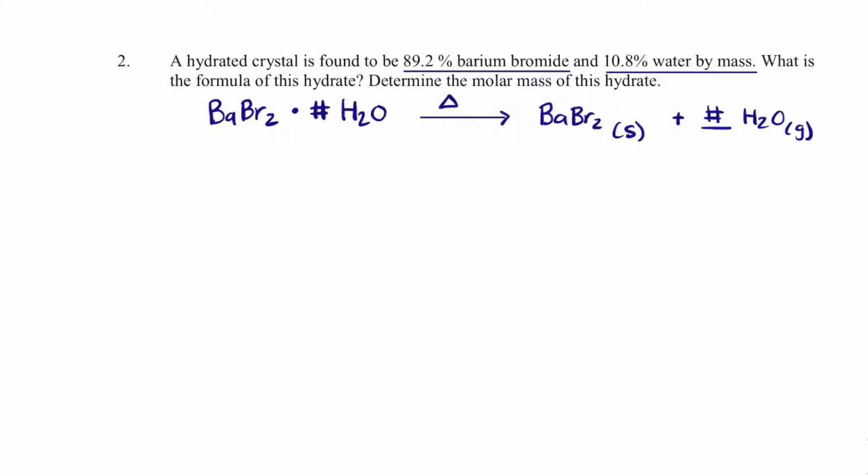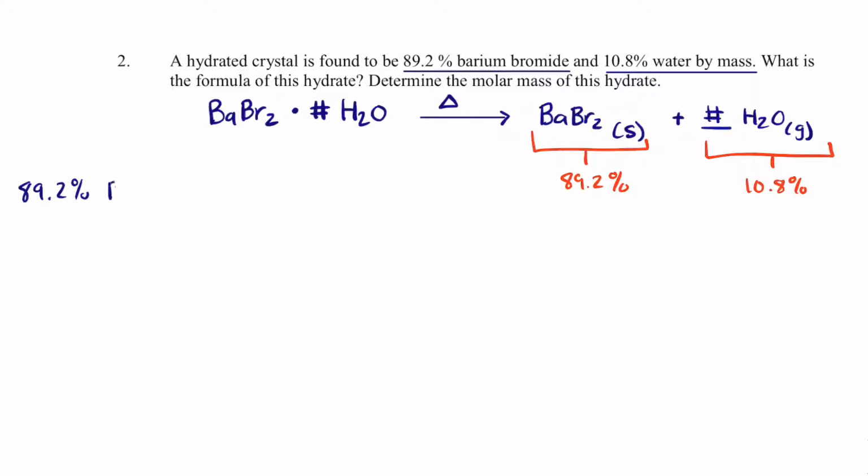What the problem tells me is that this right here is 89.2%. I don't know what the mass is, but I know it's 89.2% of the mass. And this water is 10.8%. Okay, so we're going to go through our steps: percent to mass, mass to moles, divide by the smallest one, and we should end up at our answer.